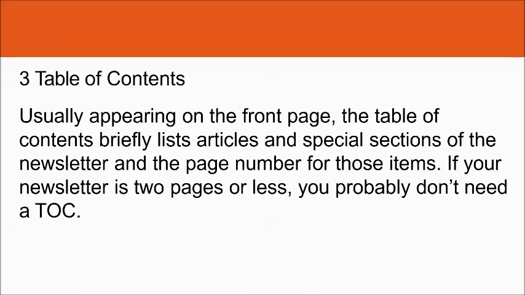Number three, of course, is the table of contents. Right now, upon browsing, you might be wondering what a newsletter is. Of course, it is some kind of a brochure. It is usually appearing on the front page. The table of contents briefly lists articles and special sections of the newsletter and the page number for those items. So if your newsletter is 2 pages or less, you probably don't need a table of contents. Usually the table of contents is only applicable for pages more than 5, but if it's 1 or 2, no need for a table of contents.